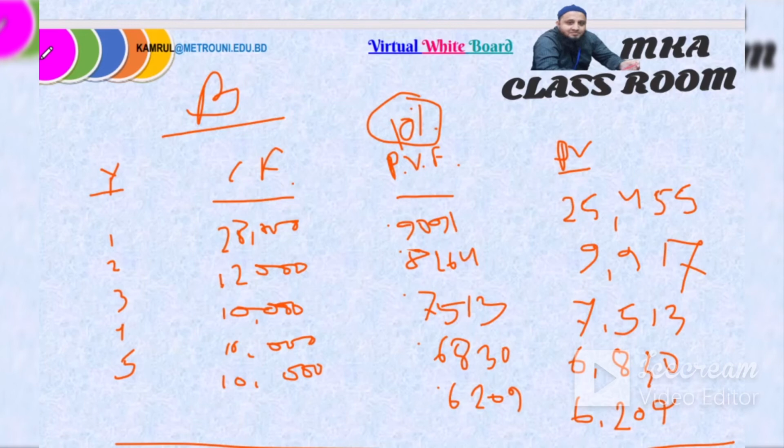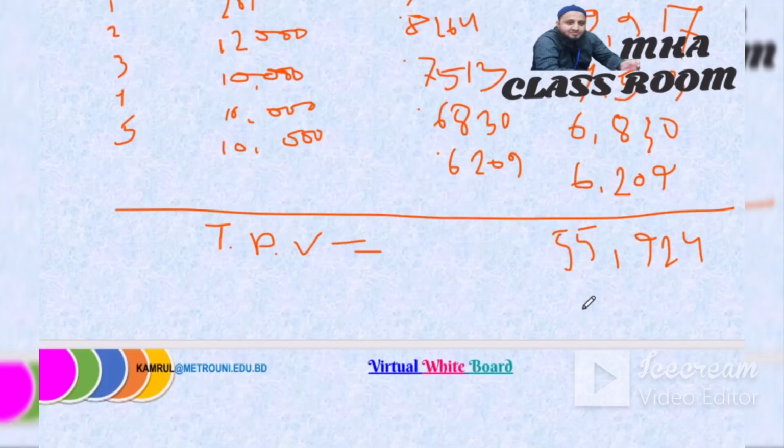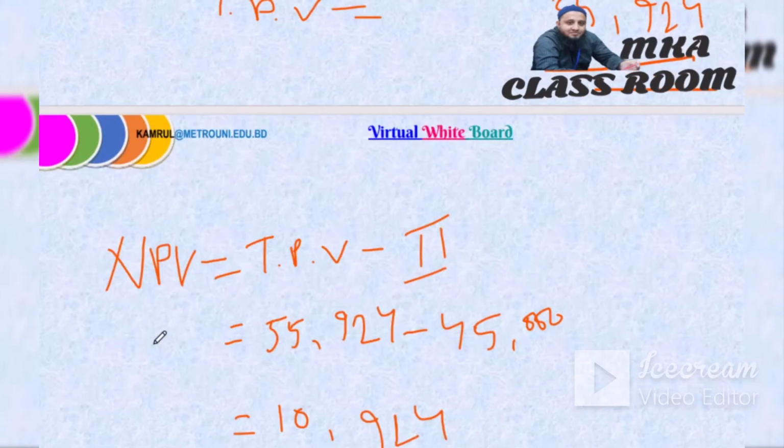It will multiply with the 28,000, and we will get 25,455. In this way we have the total present value, 55,924. So NPV of project B equals total present value minus initial investment, 55,924 minus 45,000, which is 10,924. So that is the huge amount of present value, NPV, net present value.